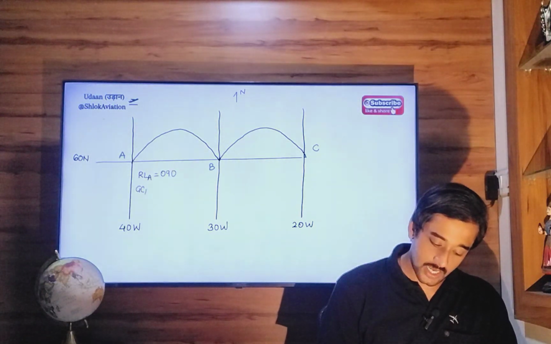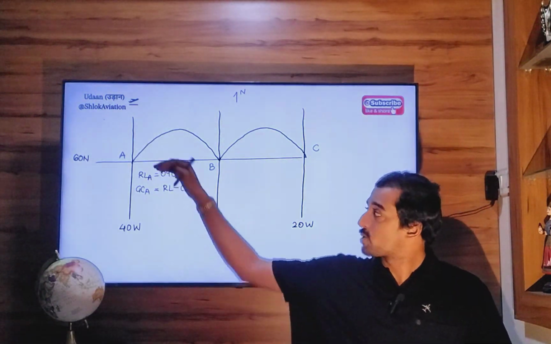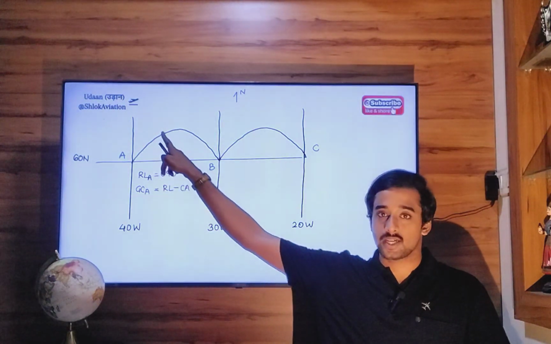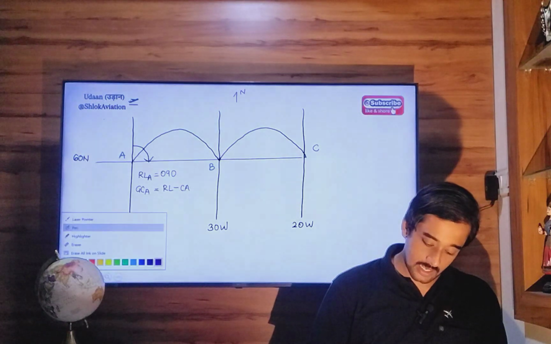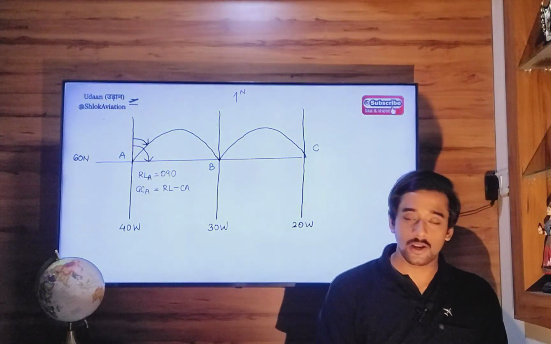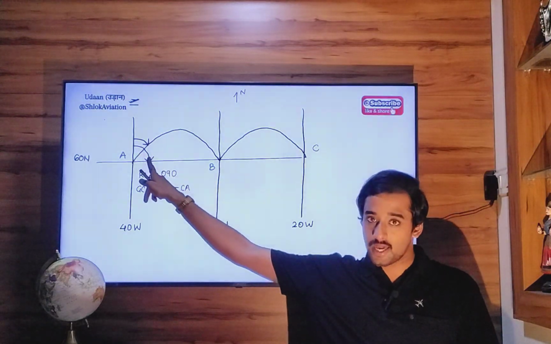So great circle track at A will be rhumb line track minus convergency angle, because great circle is above the rhumb line track. Okay. So this big angle is rhumb line. Great circle is this small angle only. So in order to get that small angle, you will have to subtract convergency angle from this big angle.